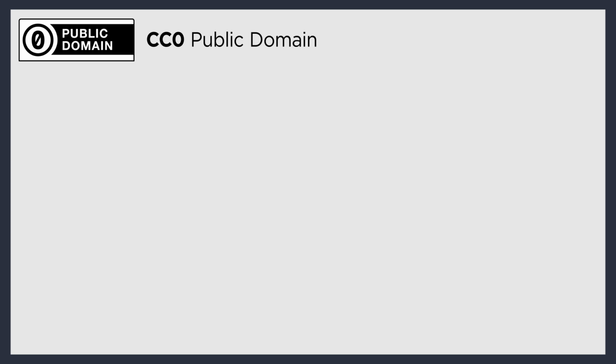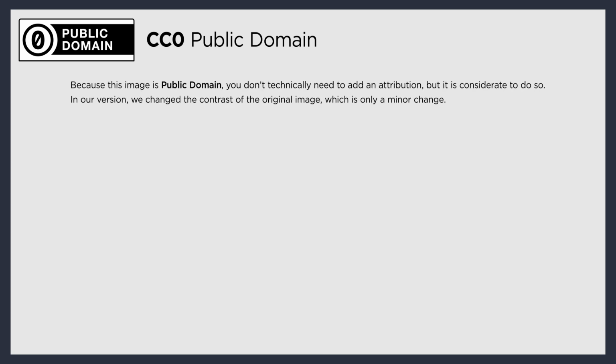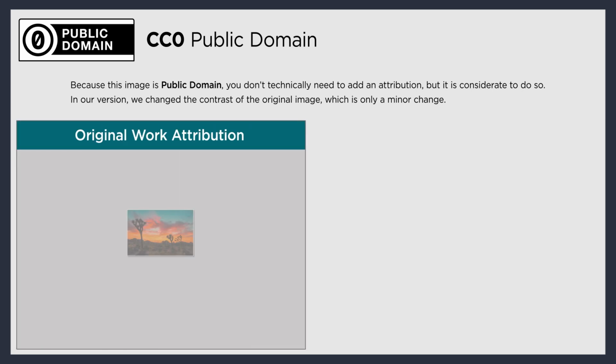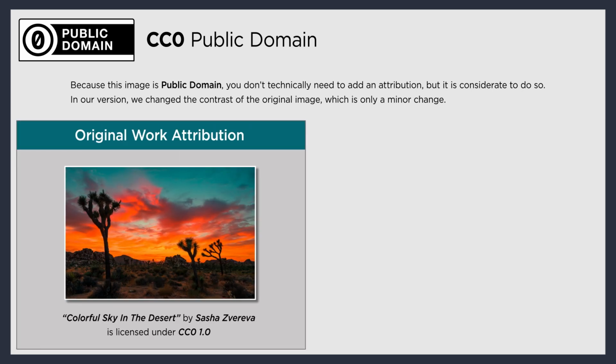CC0 Public Domain. Because this image is public domain, you don't technically need to add an attribution, but it is considerate to do so. In our version, we changed the contrast of the original image, which is only a minor change. Original work attribution: Colorful Sky in the Desert, by Sasha Zvereva, is licensed under CC0 1.0.